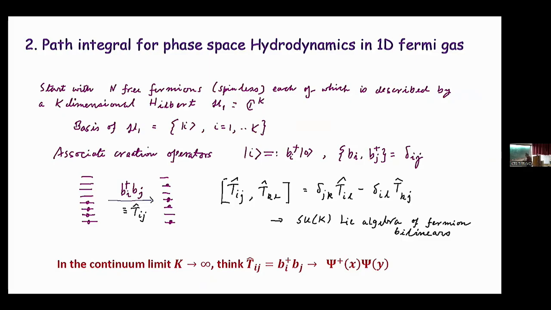So I'm going to first review a little bit on how to do this for finite dimensional Lie groups. Let's say that I take n free fermions, each of which is described by a k-dimensional Hilbert space H1, and let's say that this is a certain basis of H1, where i runs from 1 to k, and let's associate creation operators such that each i is given by b_i dagger on the zero particle state.